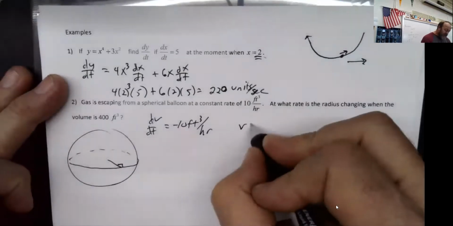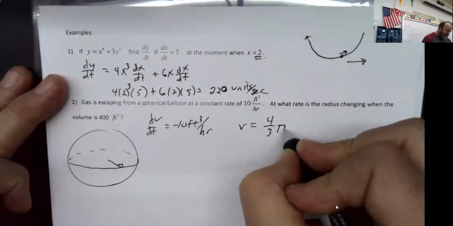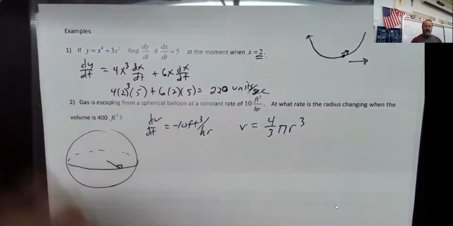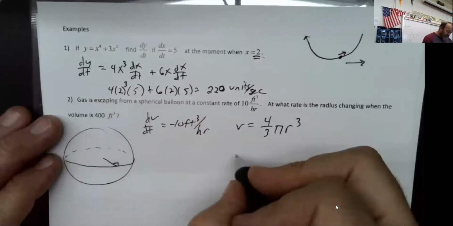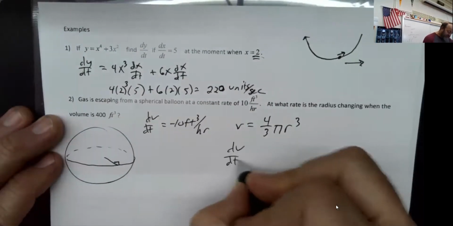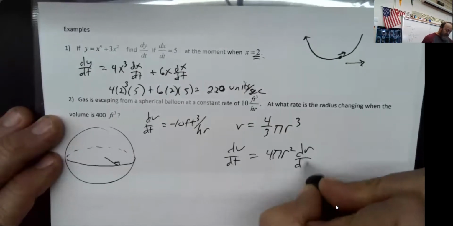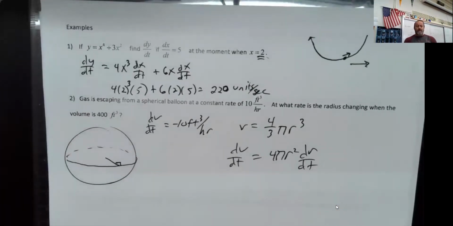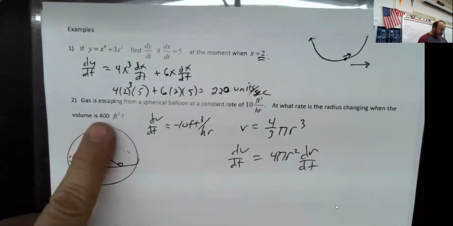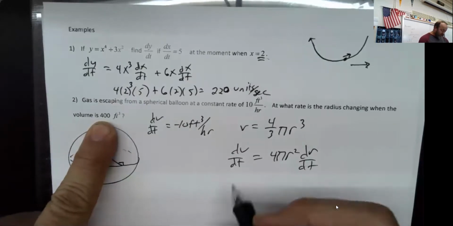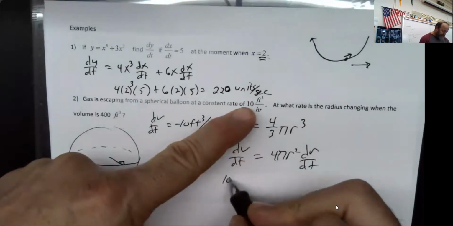We have a master equation when we talk about the volume of the sphere, which is 4/3 pi r cubed. So dV/dt would be 4 pi r squared times dr/dt. We've done this one in class a couple of times. Remember, we're taking the derivative with respect to time, because time is really what's controlling our story. Now, in our story, it says dV/dt is 400 cubic feet. Oh, wait, 10 cubic feet per hour.